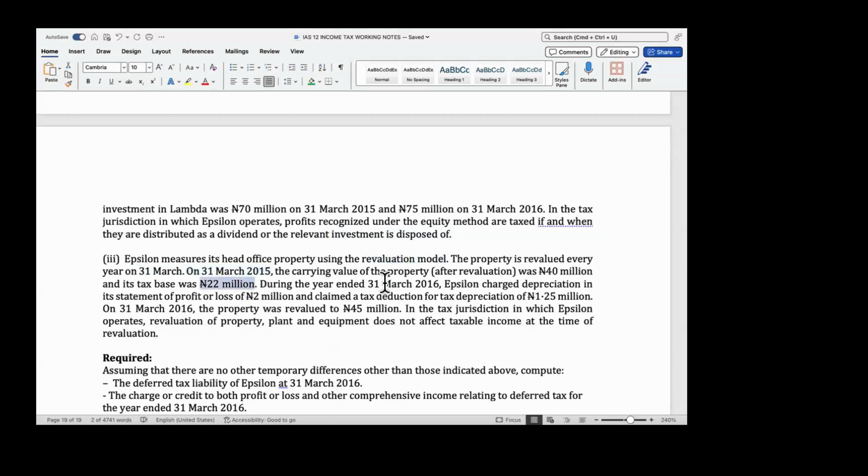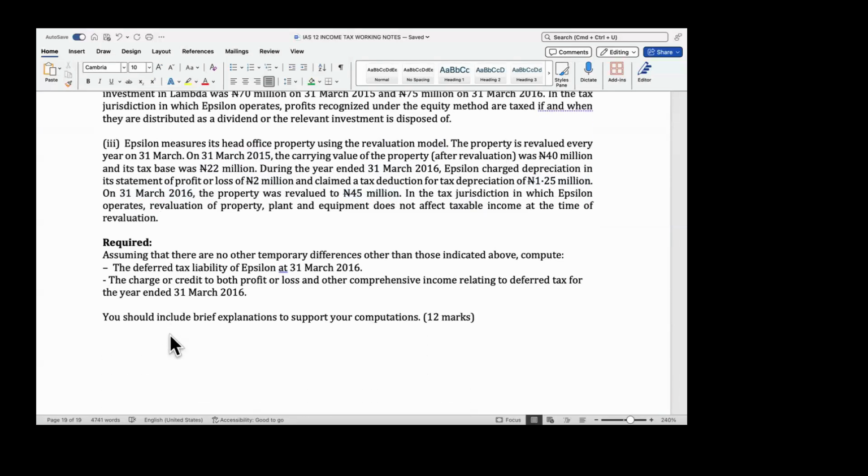During the year ended 31st March 2016, Epsilon charged depreciation in its statement of profit or loss of 2 million and claimed a tax deduction for tax depreciation of 1.25 million. On 31st March 2016, the property was revalued to 45 million. In a tax jurisdiction in which Epsilon operates, revaluation of property, plant, and equipment does not affect taxable income at the time of revaluation.